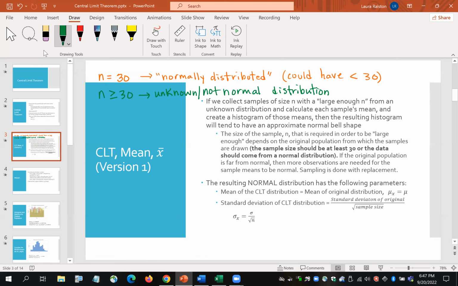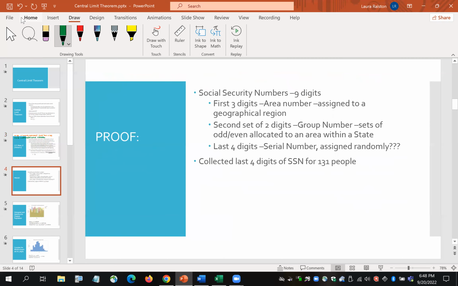So I want to try to prove this to you or show you how this works using an example that I created years and years ago. So we're going to take a look at or think about Social Security numbers for a minute. You may not know and you may not care, but your Social Security number is a 9-digit number that you are assigned by the government.